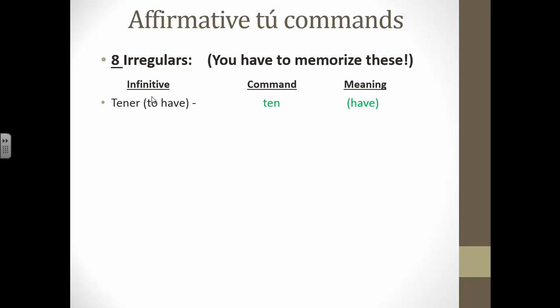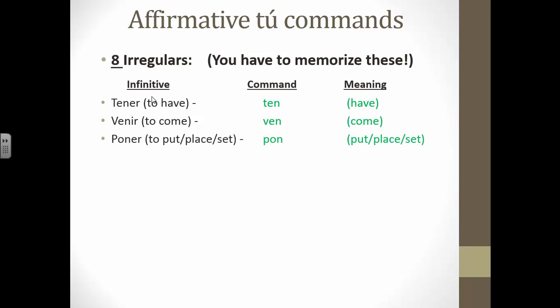Okay, so our infinitive, tener, we know is to have. If you want to tell someone have something, you would use ten. Okay, venir is to come. If you want to tell someone to come, you say ven. To put, place, or set is poner. If you want to tell someone to put something, place something, or set something, you say pon.